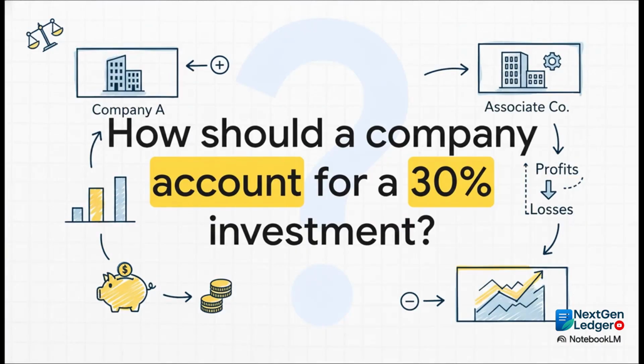So, let's make it real. Say company A grabs a 30% stake in company B. What's the next move, accounting-wise? Do they just write down the purchase price and call it a day? Or is there a better, more accurate way to show their ongoing interest in company B's success or its failures?